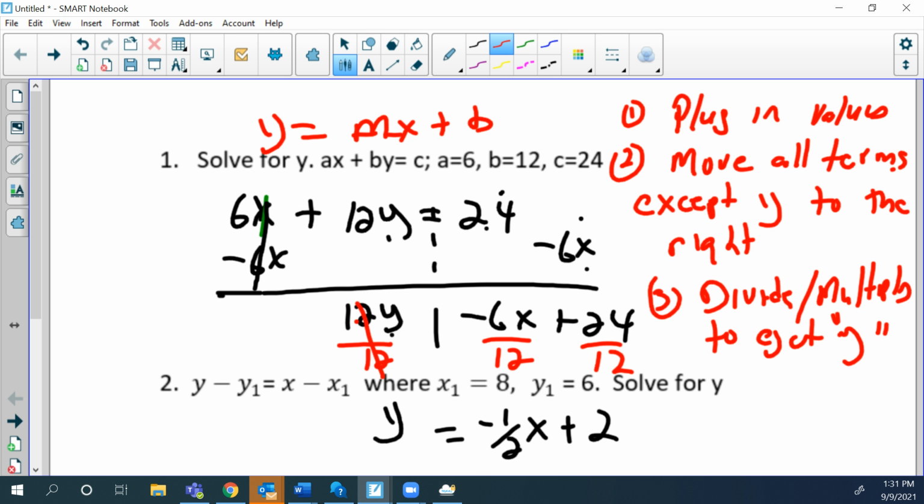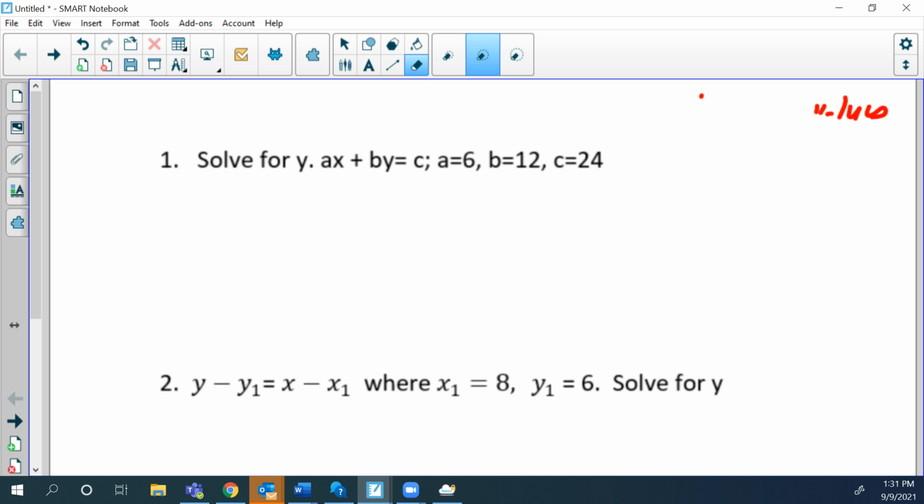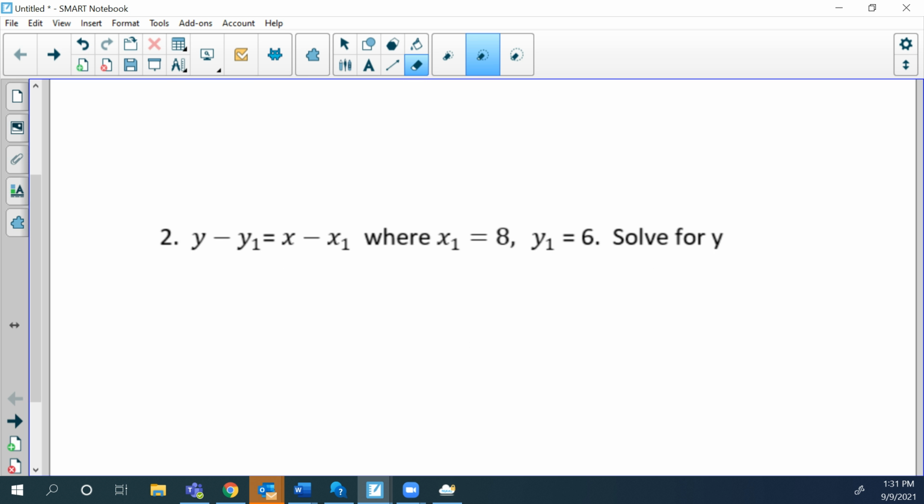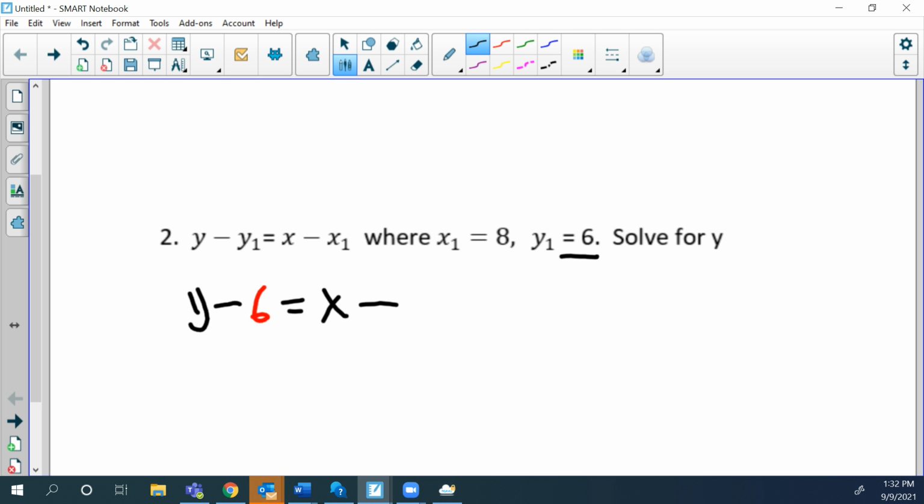Let's look at number 2 right here. All right, I'm going to go ahead and erase this now. Okay, number 2, the equation is y minus y1 is equal to x minus x1. It looks kind of funky, but hey, it's a very simple equation. So what I'm going to do now is this. Where x1 is, I'm going to replace it with 8. So here we go. Let's go with y1 first. It's y minus y1, so I'm going to have y minus, what's my y1 here? 6. So y minus 6, and that's going to be equal to x minus, what's my x1? 8.